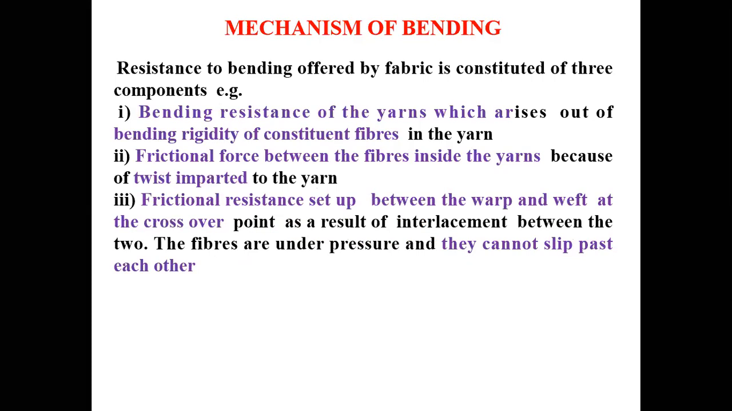These fibers are under pressure and they cannot slip against each other. So there are three factors involved in preventing the bending of the fabric. The first one is the bending rigidity of the yarn. Next, it is the frictional force acting between the fibers. And thirdly, it is the interlacement point of the warp and weft.